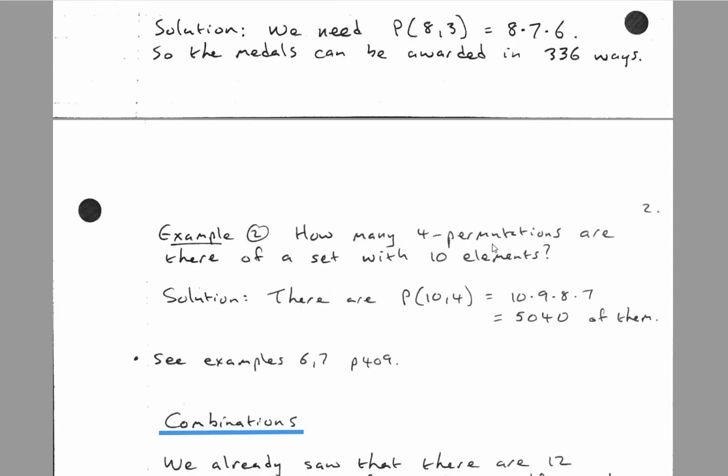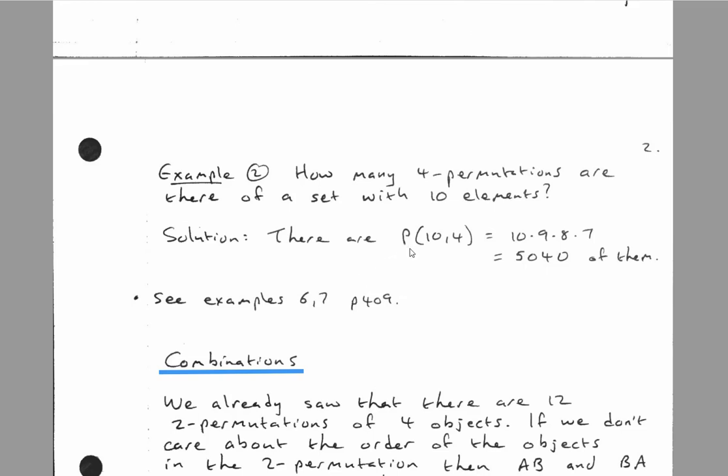Example 2, how many 4 permutations are there of a set with 10 elements? Well, that's P(10,4). So starting with 10 and going down, it's 10 times 9 times 8 times 7. Multiply that up to 5,040. So yeah, too many to list, but we can work out the number.